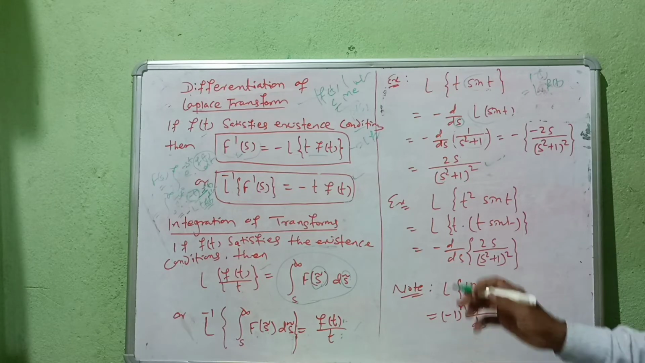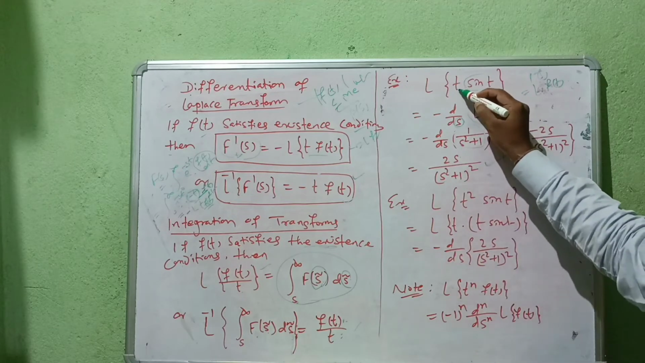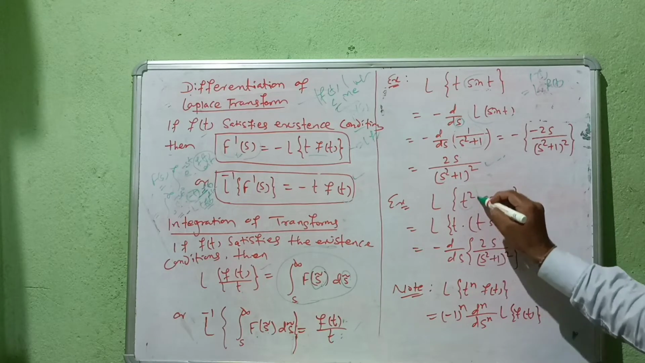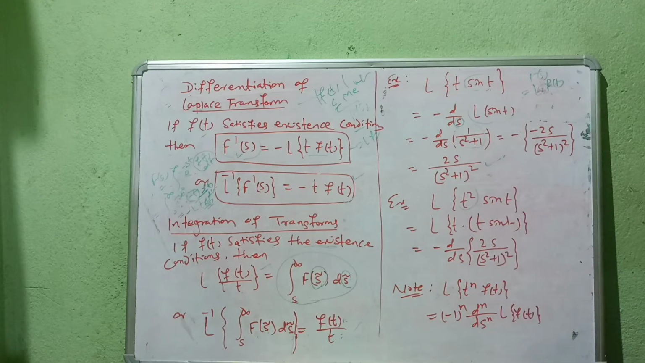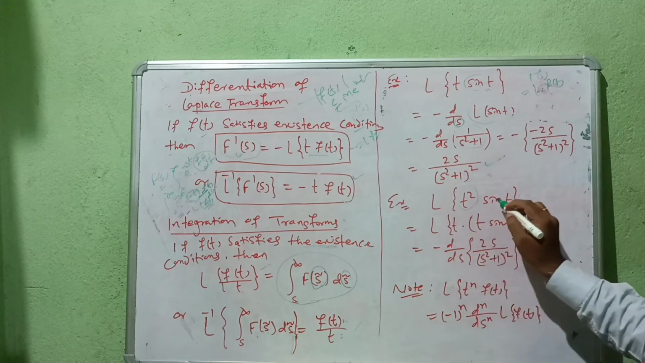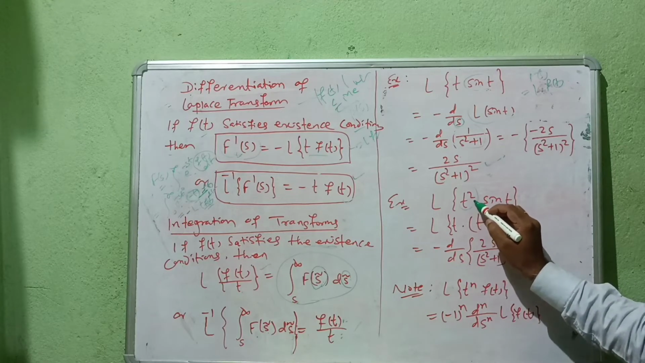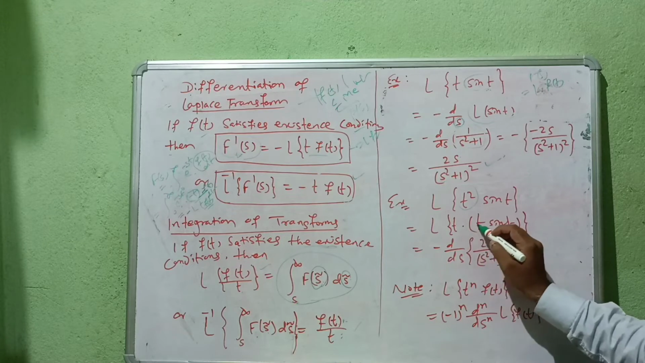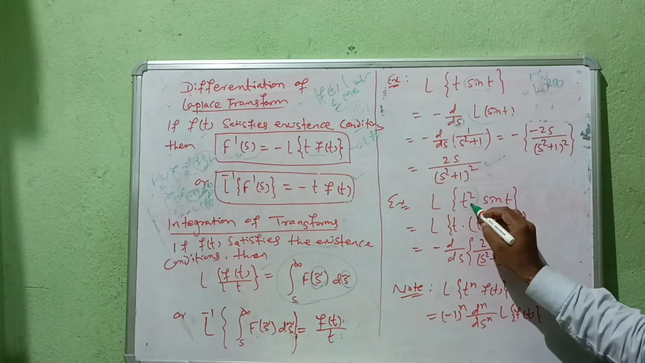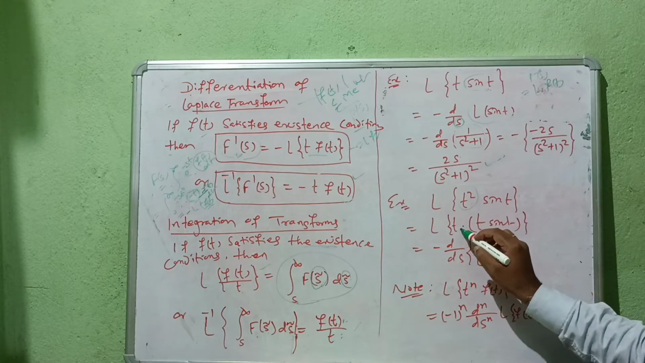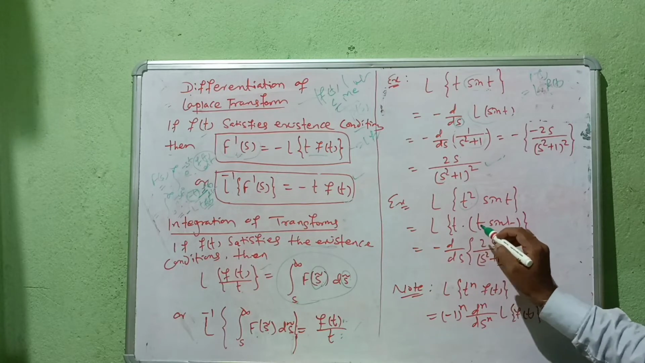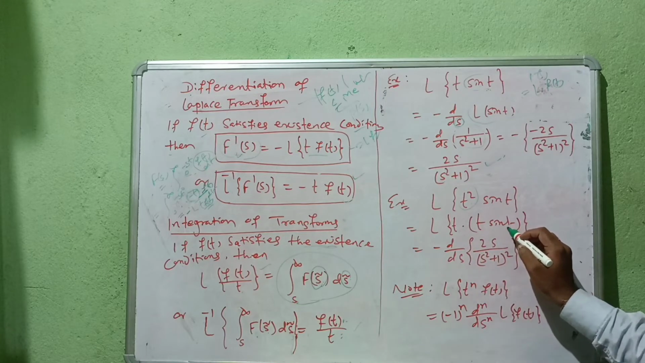Now, in the next example, if in place of t it is t square, what will happen? Laplace of t square into sin t. Now you can say this t square can be written as t into t, so t into t sin t.